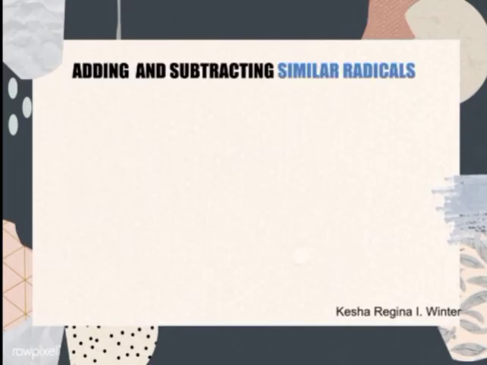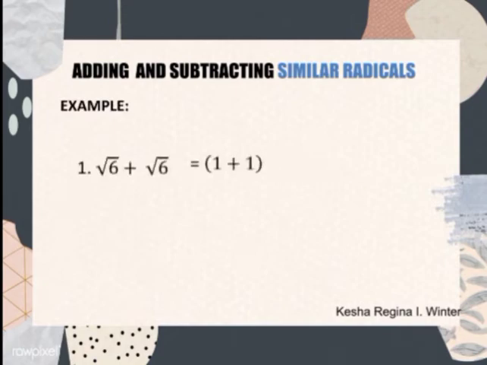Now let's proceed to adding and subtracting radicals. Adding and subtracting similar radicals: add or subtract the coefficients of the similar radicals and then copy the common radical. Example number 1, the square root of 6 plus the square root of 6 equals 1 for the first term and 1 for the second term, then copy the radical, square root of 6. Simplify: 1 plus 1 equals 2, copy the square root of 6.